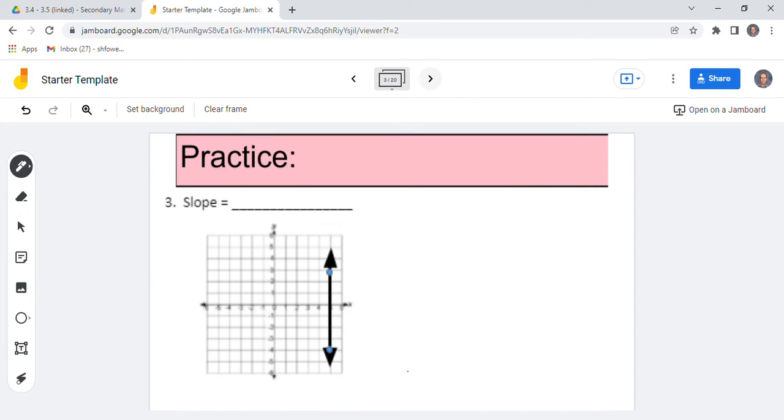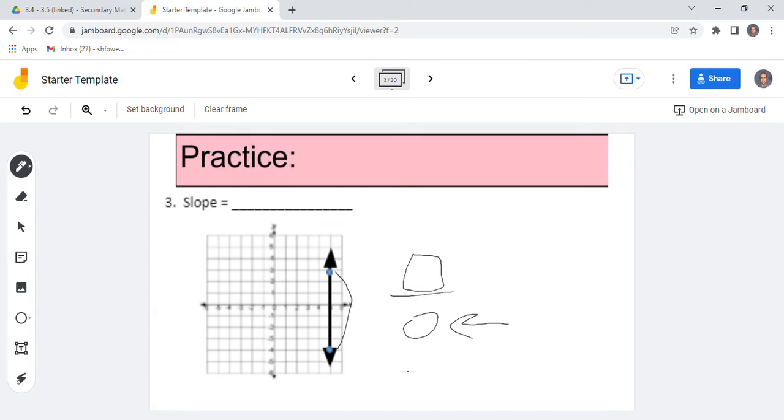Okay, next, our task is to find the slope of this line. This very first one is a vertical line. The slope for every vertical line is undefined. So when we do our rise, we get some value, and then our run is 0, but we cannot divide by 0.